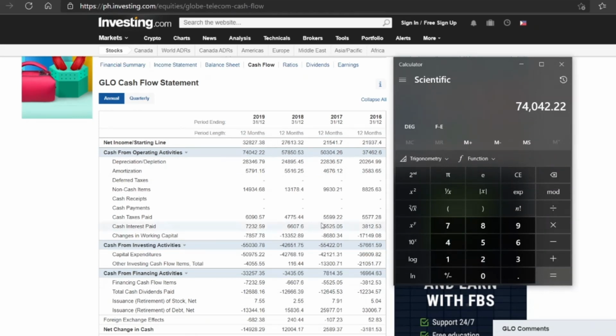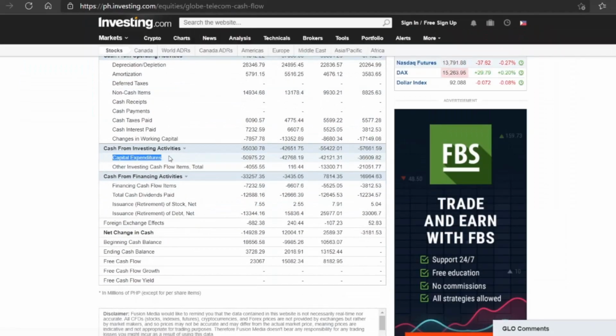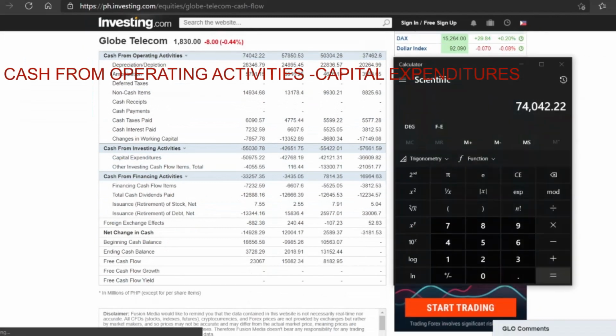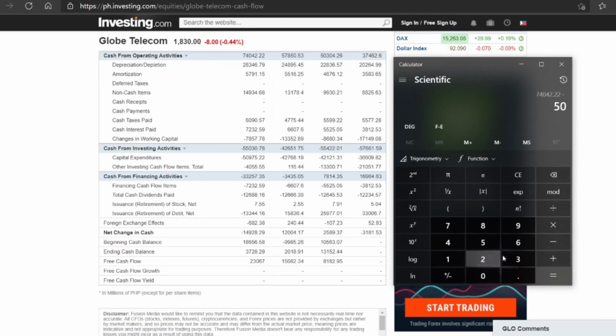Go down again and you can see the capital expenditures. So the formula for free cash flow is cash from operating activities minus capital expenditures. Now I know some of you will say that this is such a hassle. Why not just look at the cash from operations? Why do we need free cash flow? What's the use of this?